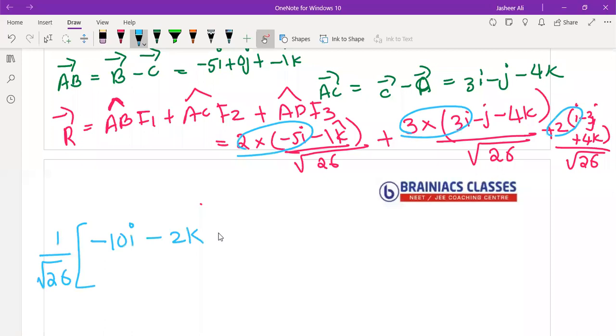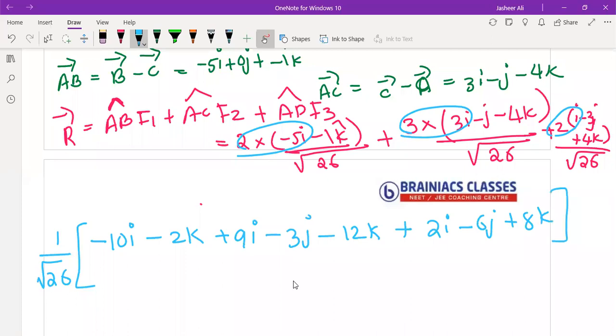Second one, 3 into 3i, which means 9i. 3 into minus j, minus 3j. 3 into minus 4k, minus 12k. Plus next, 2 into i means 2i. 2 into minus 3j, so minus 6j. 2 into 4k, plus 8k. So all these things we have to simplify.